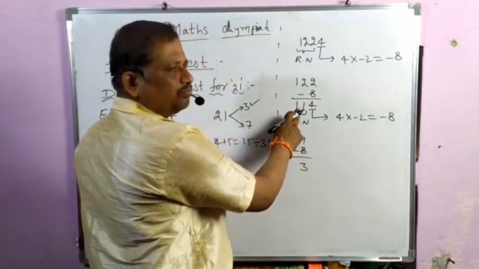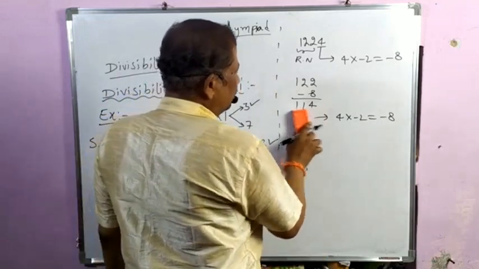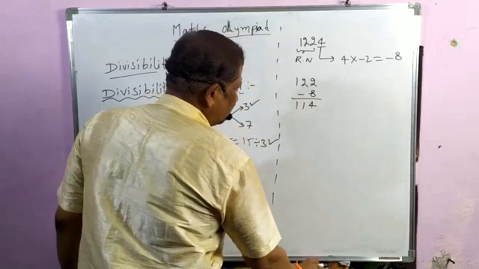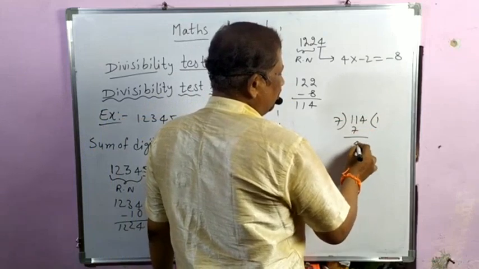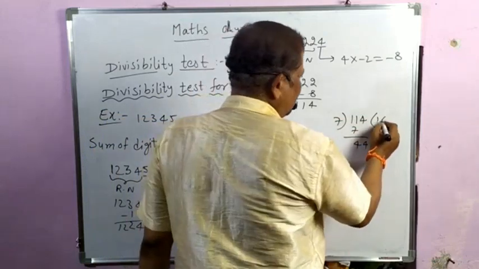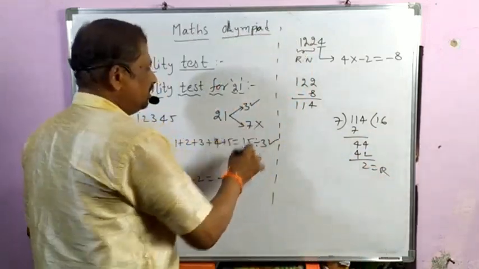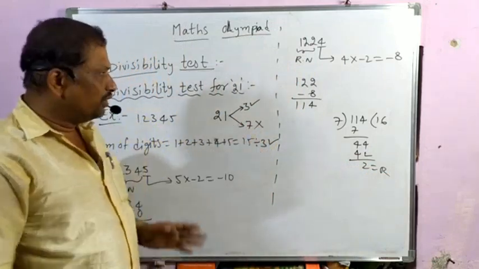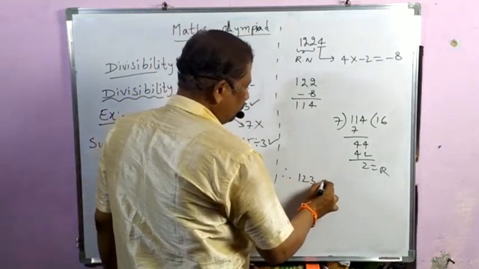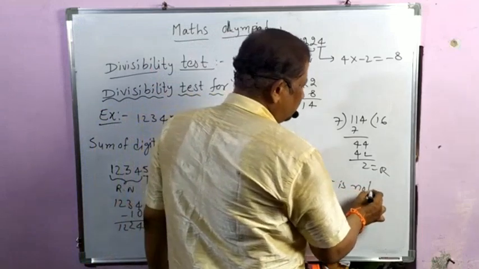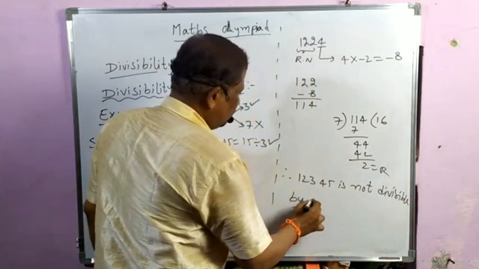Or otherwise you check here. 114 is not divisible by 7. If you have doubt, here only check the divisibility of this number by 7. 114: 7 1s are 7, 44. 7 6s are 42. 2 is the remainder. So it is not divisible by 7. It is divisible by only 3. It is not divisible by 7. So the given number is not divisible by 21. Therefore, the given number 12345 is not divisible by 21.